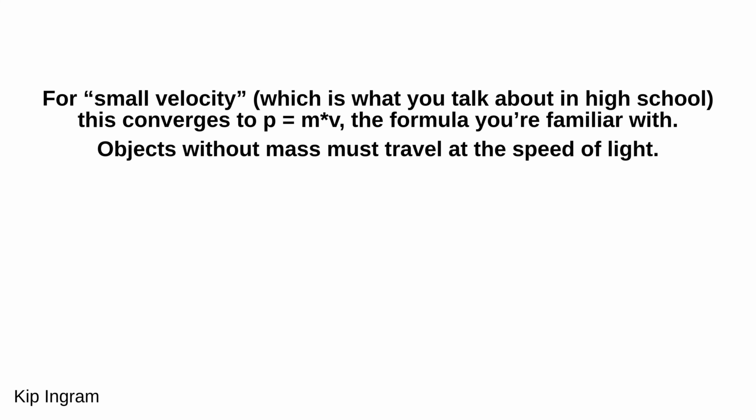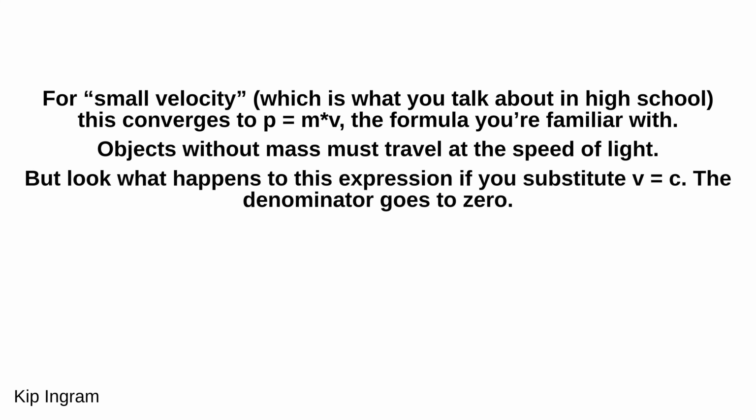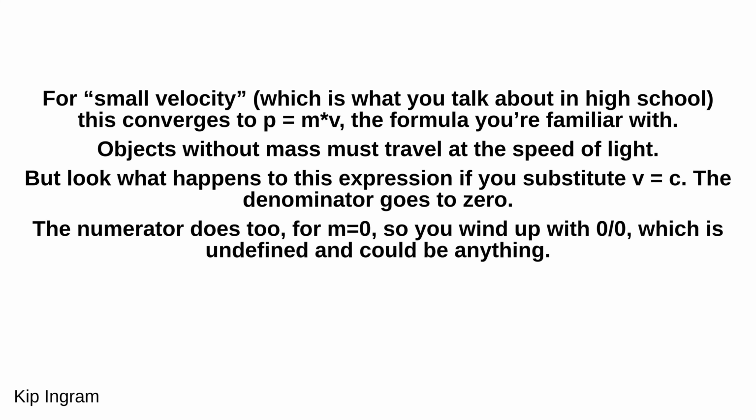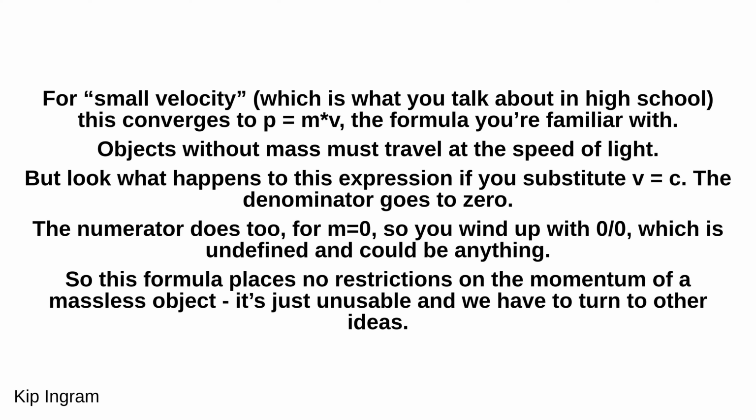Objects without mass must travel at the speed of light. But look what happens to this expression if you substitute v = c. The denominator goes to 0. The numerator does too, for m = 0, so you wind up with 0 over 0, which is undefined and could be anything. So this formula places no restrictions on the momentum of a massless object. It's just unusable and we have to turn to other ideas.